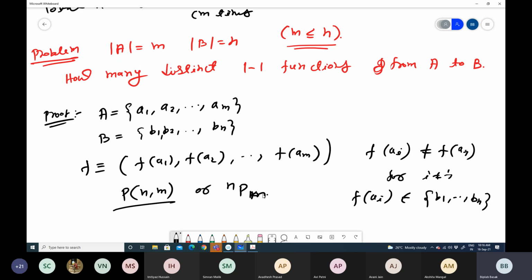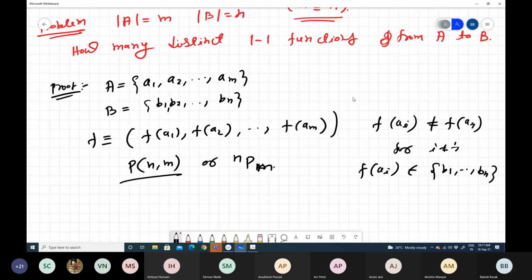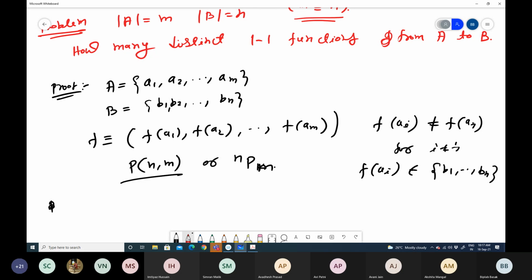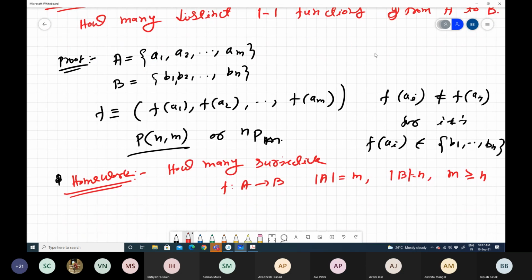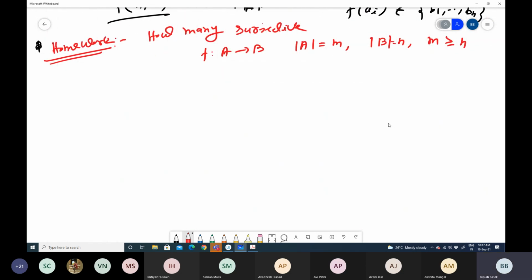Now in a similar way we can ask, instead of one-to-one, how many surjective functions are possible from A to B, where the cardinality of A is m, the cardinality of B is n, and m is greater than or equal to n. You can try that. Okay, just try this one.